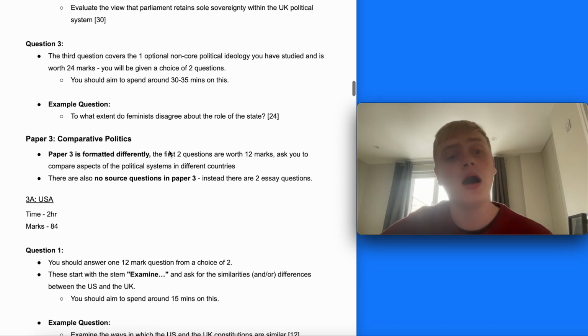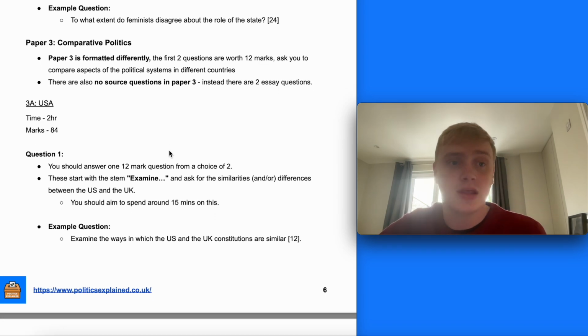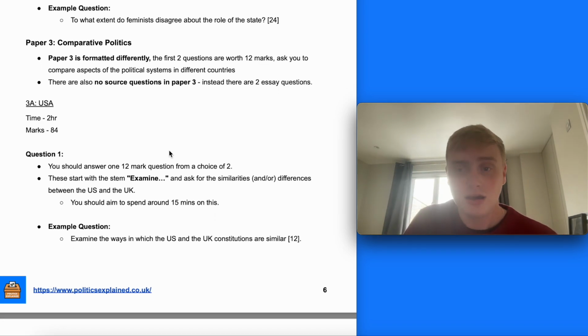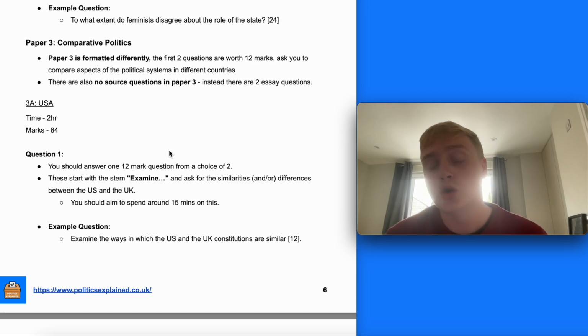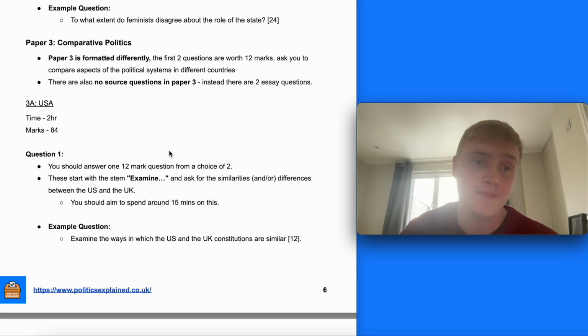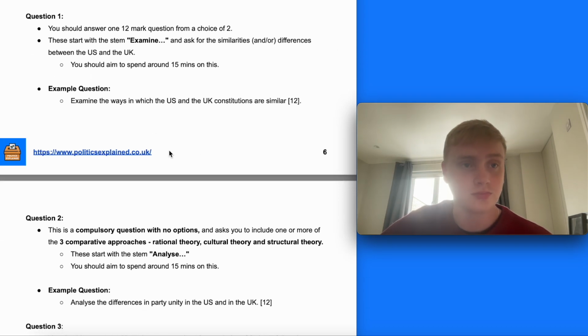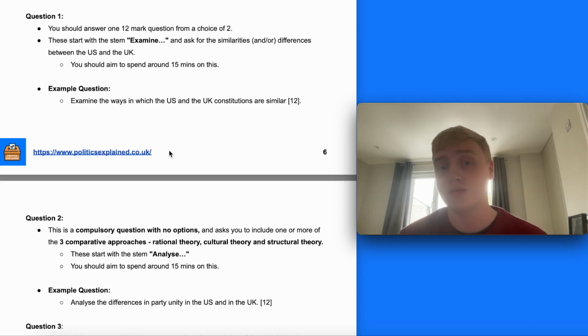Paper 3 then is formatted slightly differently. It's the same for global and US, sorry. So the first 2 questions are worth 12 marks. And then you have 2 essay questions out of a choice of 3. So if we look at US, again, 2 hours, 84 marks in total. You answer one 12-mark question from a choice of 2.